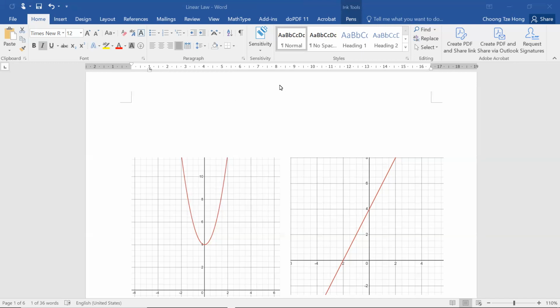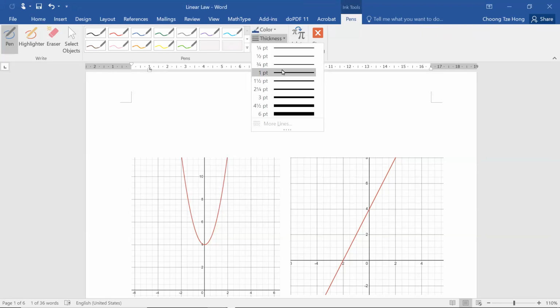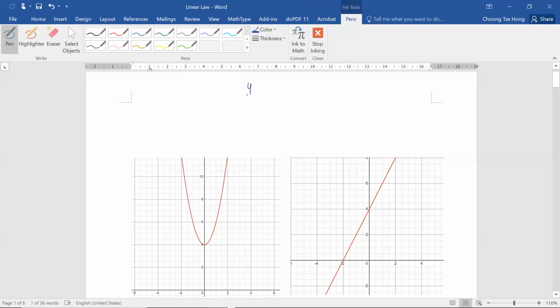form of a straight line, and if you recall, a straight line equation is of the form y equals mx plus c. So for any graph or any equation, if we are able to transform the equation into this form, then we can convert it into a straight line. I'm going to start off by using one example.